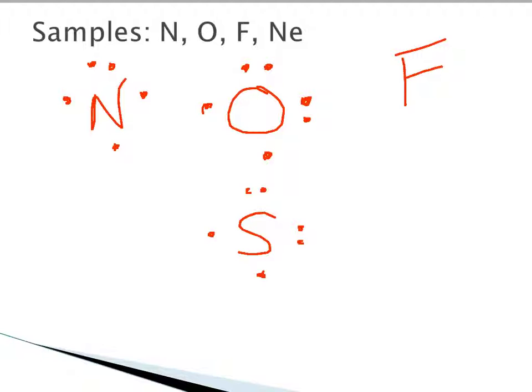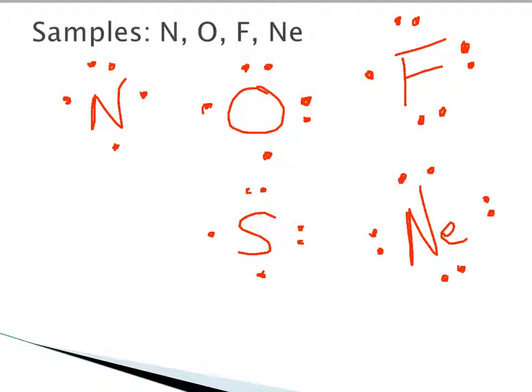Okay, there's 7 electrons in the outer level of fluorine, so we're going to go 1, 2, 3, making sure we don't double up until we have to, and then 5, 6, and 7. And that's that. And then last but not least, let's do one of the noble gases. We got neon. Neon has 8 in the outside, so we're just going to go 1, 2, 3, 4, 5, 6, 7, and 8. And that's it. So essentially that's how you do those.